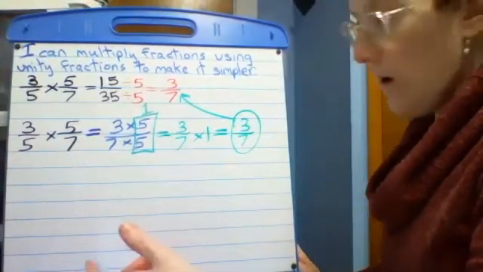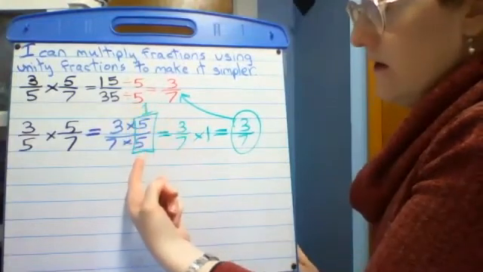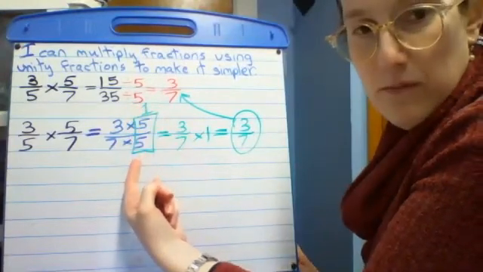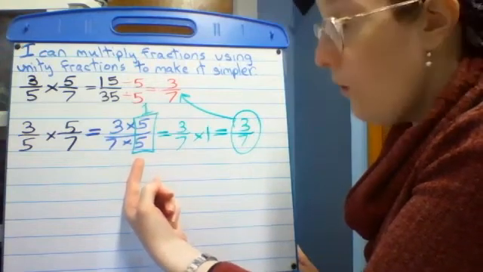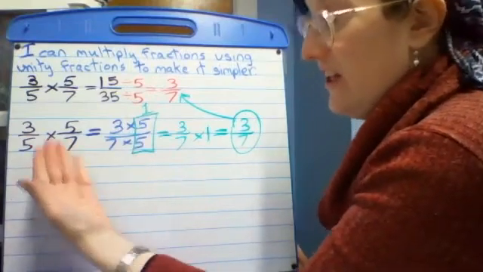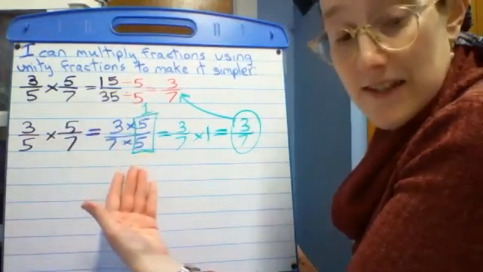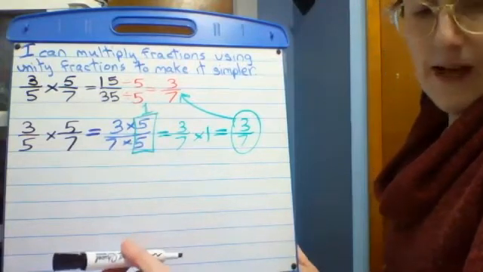Now, why does that work? Because you see how we divided by 5 over here? Here, we kind of divided by 5 again. We just pulled it out because 5 over 5 is the same thing as 1 whole. That's our unity fraction. So when the unity fraction is very clear, it's easy to see. But let me try a different example now, where maybe it's not as obvious.